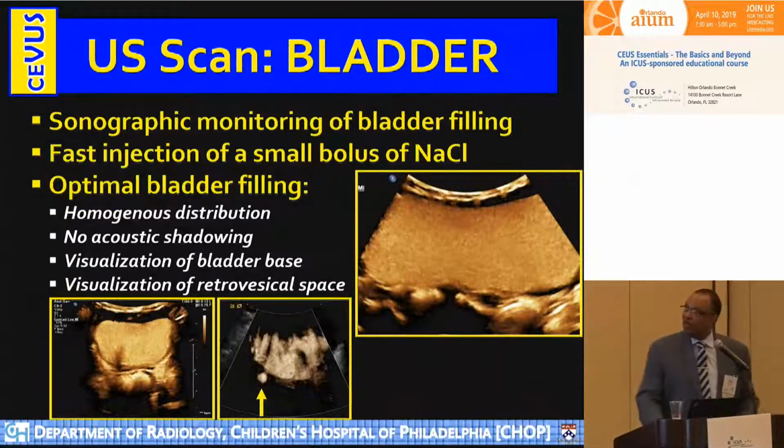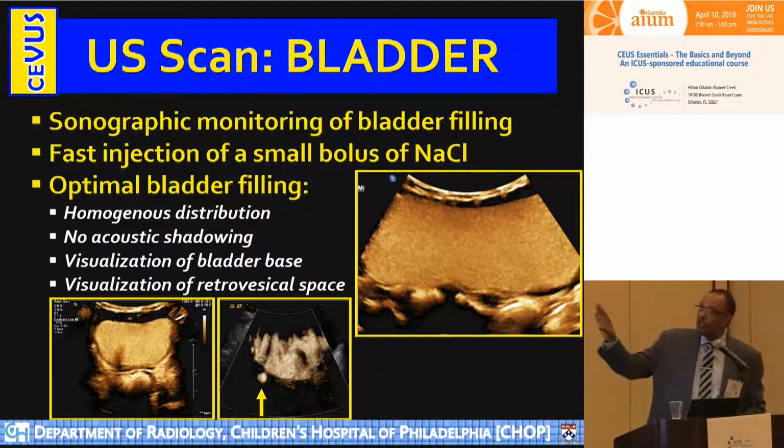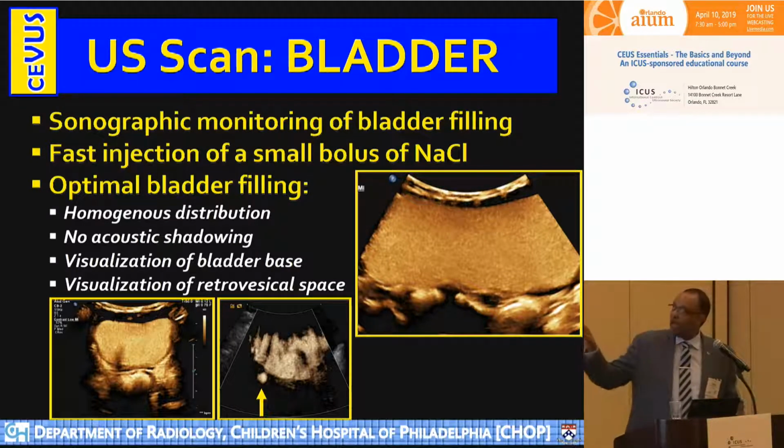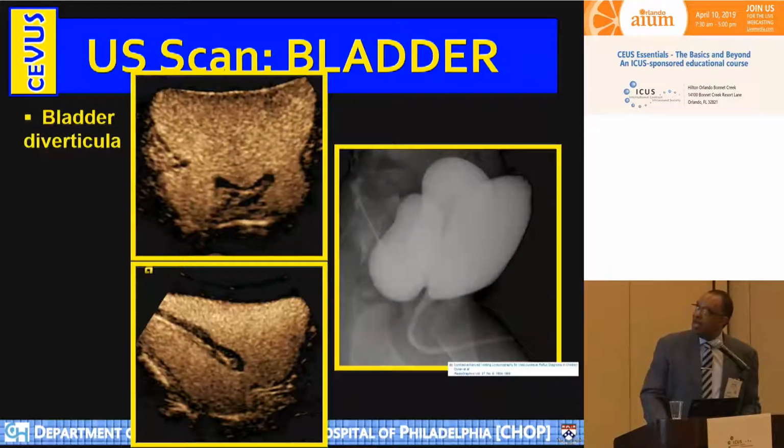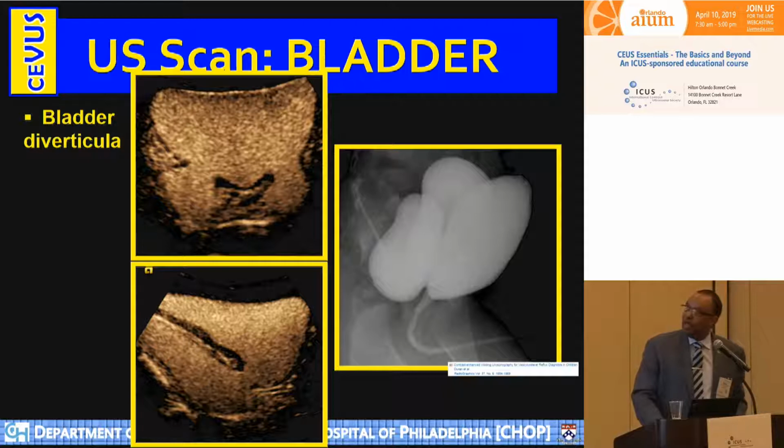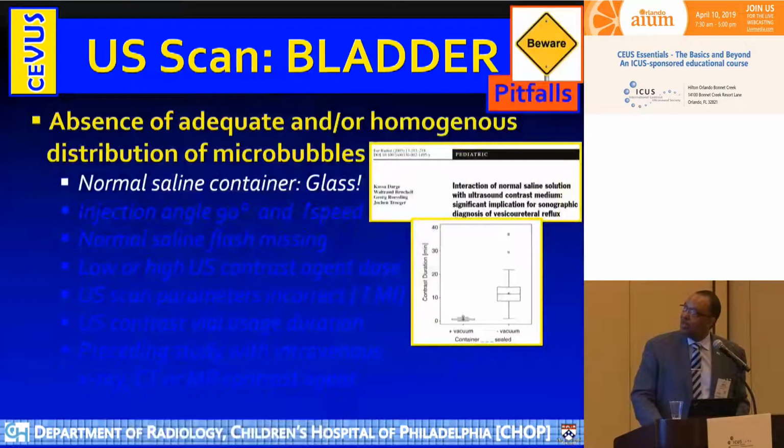So once we fill the bladder, we want to have a homogeneous distribution, no acoustic shadowing, and visualization of the bladder base and the retrovesical space. And once you have that, you're able to see things like bladder diverticula. You see the outpouchings on both sides, and also confirmed on the VCUG.